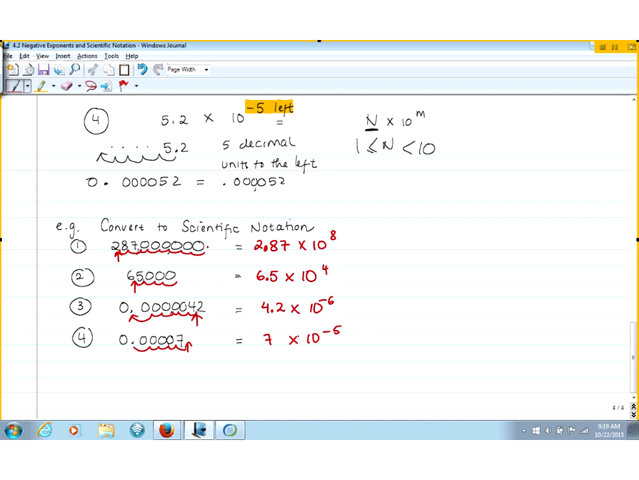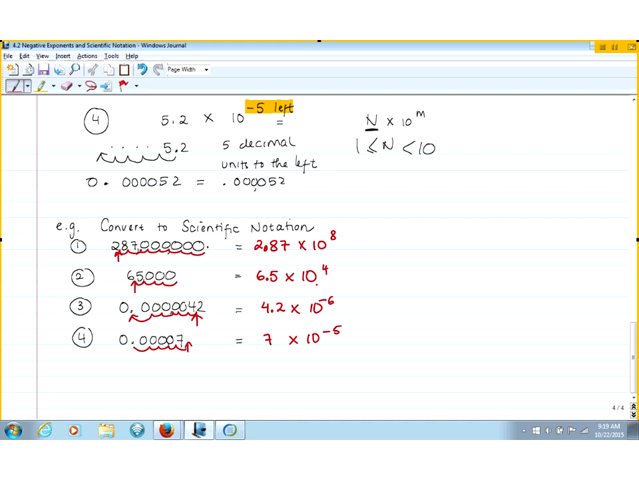Is it doable? So why are numbers 3 and 4 negative, and why do numbers 1 and 2 have positive exponents? Well, this is a big number, bigger than 10. And this is a smaller number, less than 10. So we know the exponent is negative.